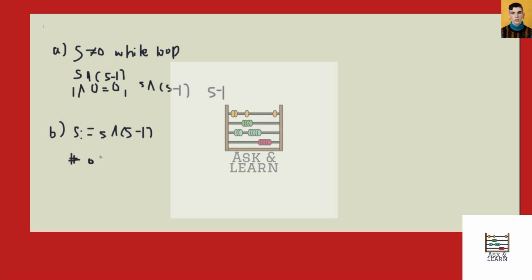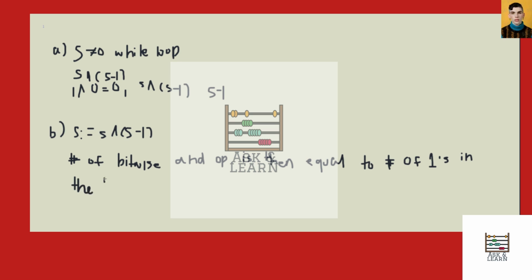So the number of bitwise AND operations, I'll put OP for short, is then equal to the number of ones in the bit string.